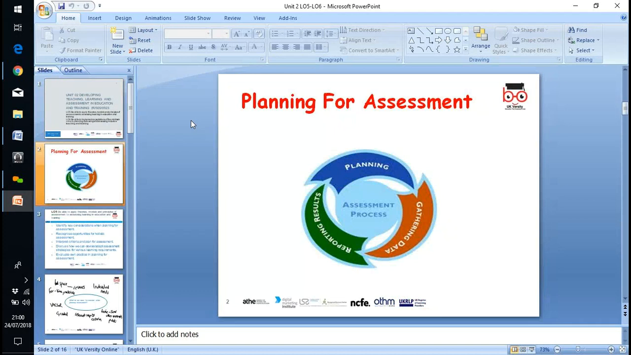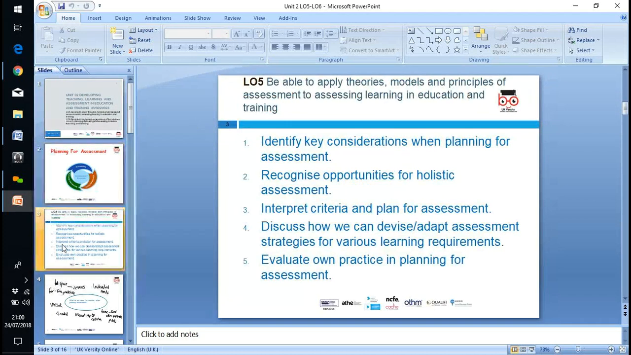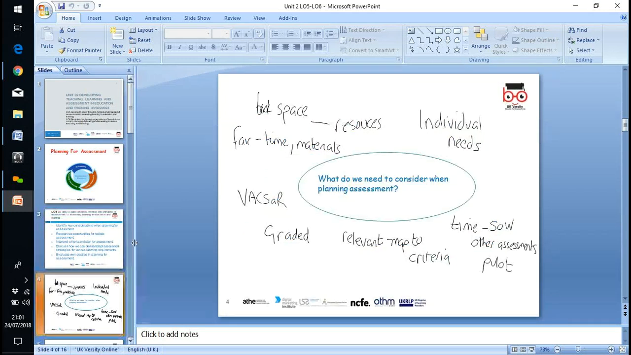Again, this is aiming at the assessment side, so it's planning for assessment, considerations, being able to apply theories, and discuss how we can devise and adapt assessment strategies for various learning requirements, and evaluate your own practice in planning for assessment. What do we need to consider when planning the assessment? Space, resources, time, materials, individual needs, schemes of work, other assessment, relevant to the criteria, and it's graded.